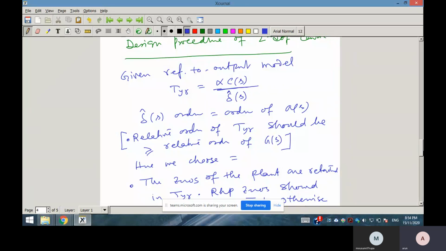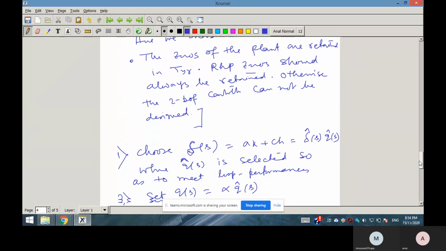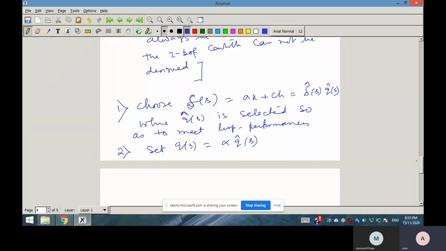Then once this you have designed, so this you have chosen, then what you have to do, you have to choose delta S, and delta S you will choose as delta hat S into Q hat S, where Q hat S is selected, delta hat is given, and Q hat S is chosen such that some loop performance like sensitivity peak and disturbance, noise attenuation, all these things are obtained.